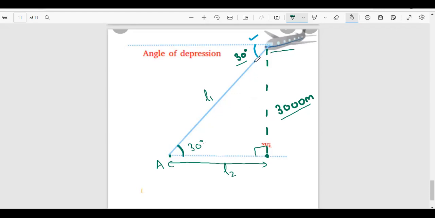If not this way, then if that is 30 degrees, this is going to be 60 degrees, 60, 90, and then this would be 30. So you can think about it through multiple ways. All right.